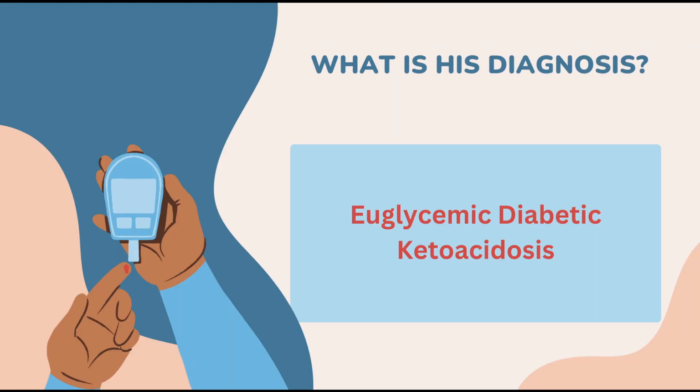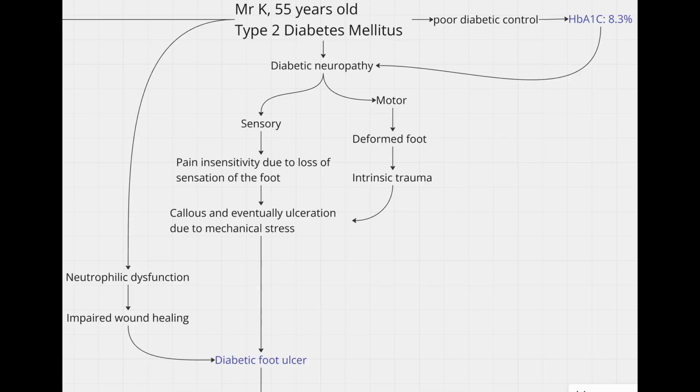Type 2 diabetes mellitus with poor diabetic control, indicated by a HbA1c of 8.3%, leads to diabetic neuropathy, which affects both sensory and motor functions. Sensory neuropathy results in pain insensitivity due to the loss of foot sensation. Motor neuropathy causes foot deformity, which increases the risk of intrinsic trauma. Due to the lack of pain sensation, repeated mechanical stress leads to callus formation, which eventually ulcerates, creating a diabetic foot ulcer.